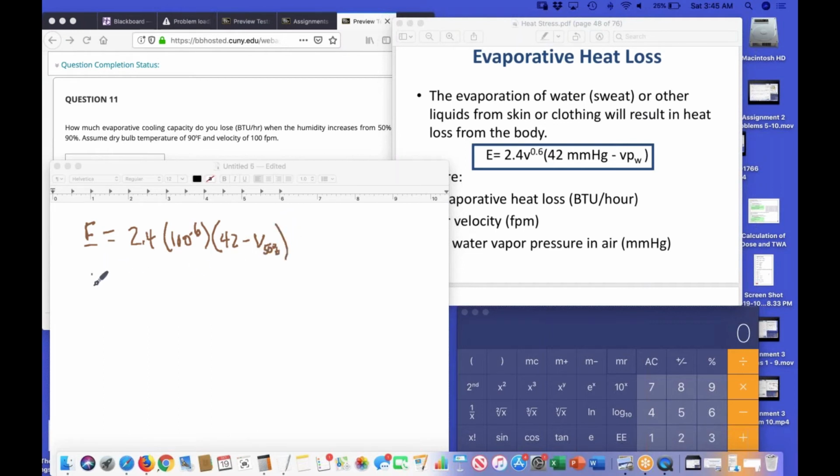But we're also going to repeat this equation at 90%. 100 velocity to the 0.6 power times 42 minus the vapor pressure at 90%. And we want to know what the difference here is. How much capacity for removing heat by evaporation have we lost when we've increased the humidity to 90%? Okay, but we need to know what the vapor pressures are in order to use this formula directly. Well, fortunately, we have a mechanism for doing that.